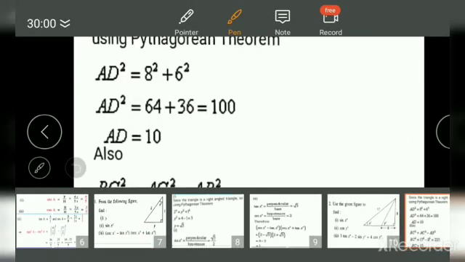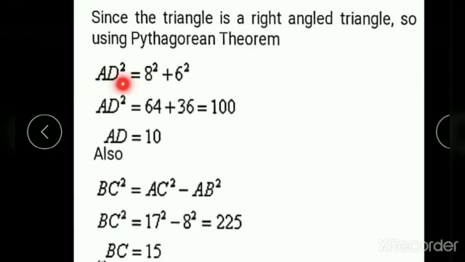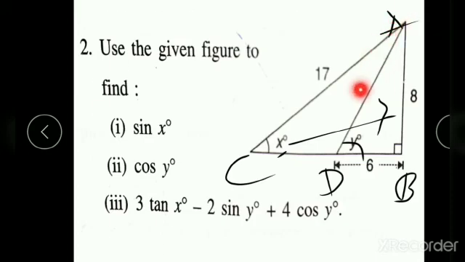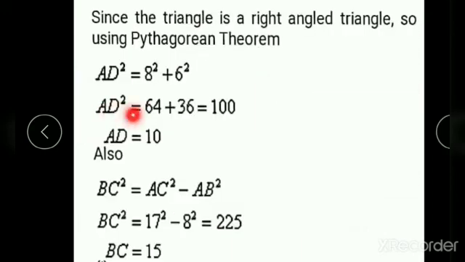So using the Pythagoras theorem, AD square will be equal to 8 square plus 6 square. So AD square is the hypotenuse side of the triangle ADB. Okay, so AD square is equal to DB square plus AB square. So AD square is equal to 64 plus 36, that is 100. So AD will be 10.